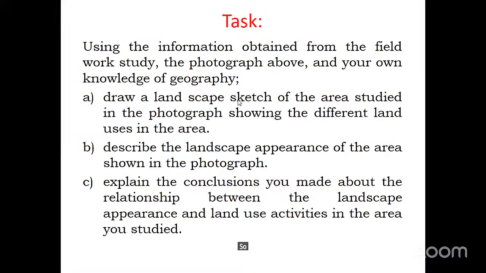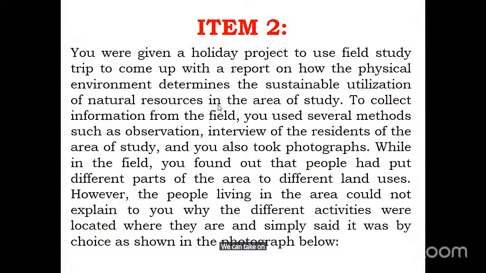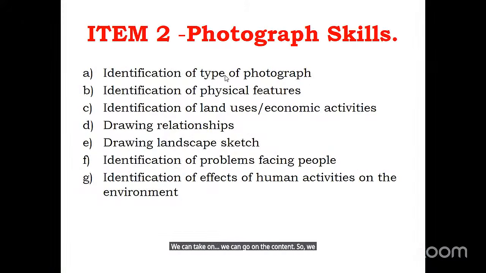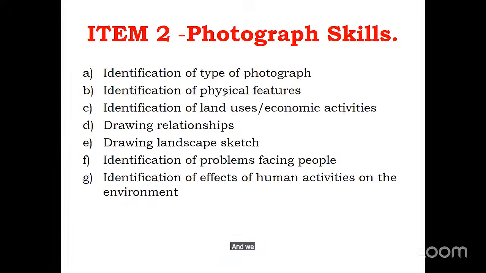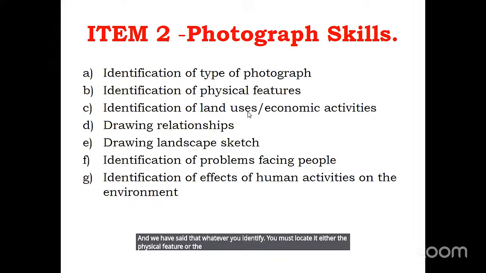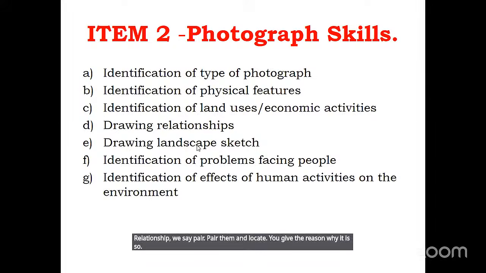So, what was the other slide that I wanted to share with you? We can go on with the content. We have talked of the type of photograph. It can be ground or aerial. Physical features, we have talked about them. And we have said that whatever you identify, you must locate it, either the physical feature or the land uses. You tell us where they are. Relationship, we say pair them and locate. You give the reason why it is so. A sketch map, I have talked about it.